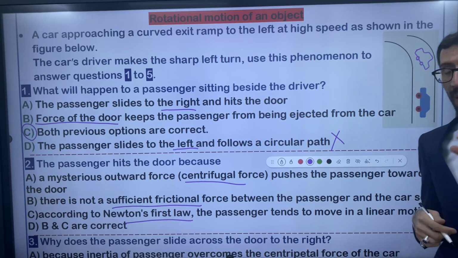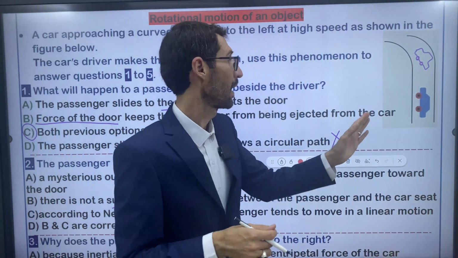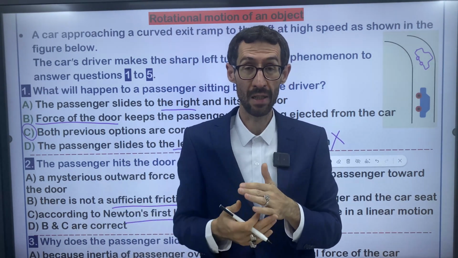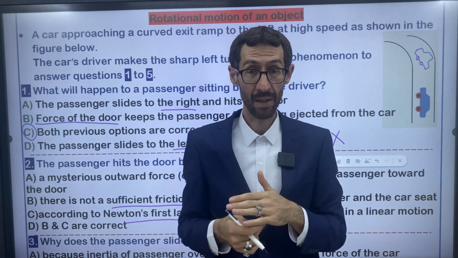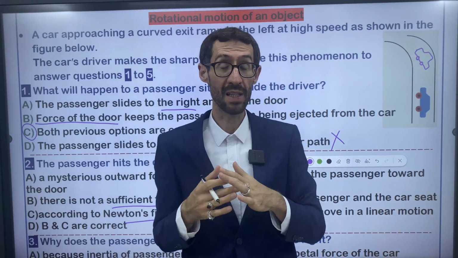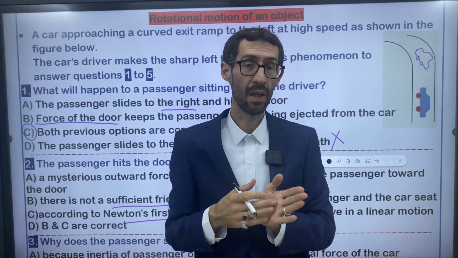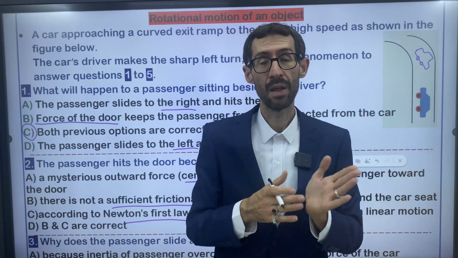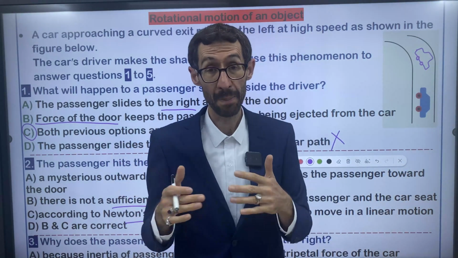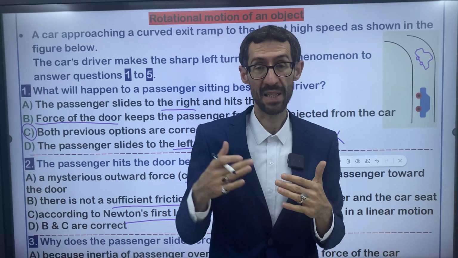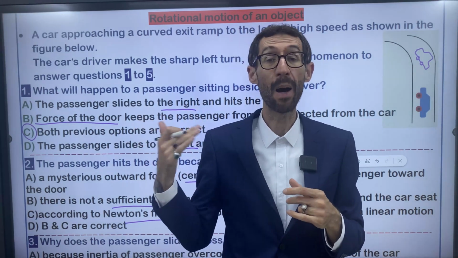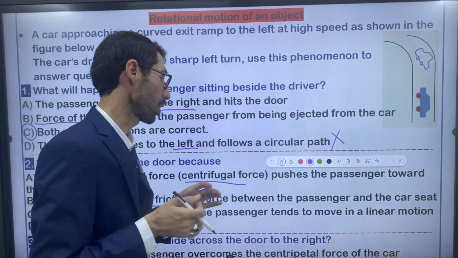Keep in mind that whenever the car turns left, the passenger slides to the opposite direction, which is to the right. He or she does not slide to the same direction as the car, right? The passenger, beside the car's driver, slides to the opposite direction, not the same direction. Keep in mind.